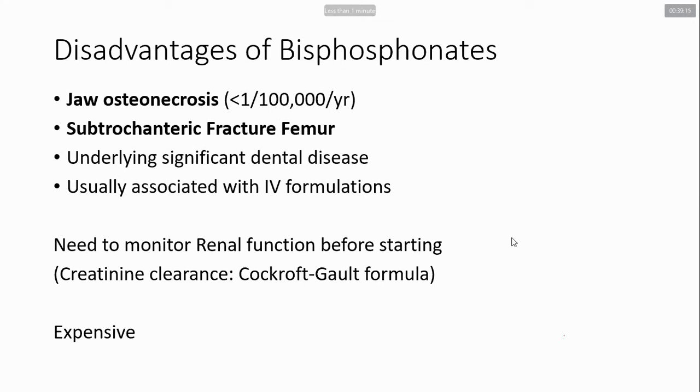Okay, so you have to screen the patient for the creatinine clearance using the Cockcroft-Gault formula. So where you take into account the patient's weight, age, the creatinine level, and there's this formula. So it should be more than 35 mL/min.